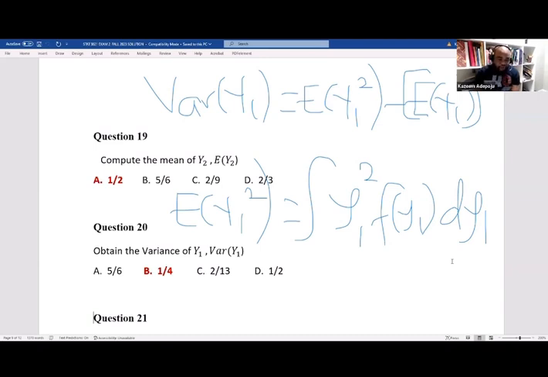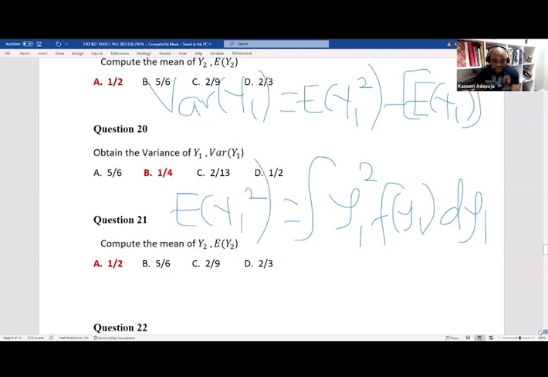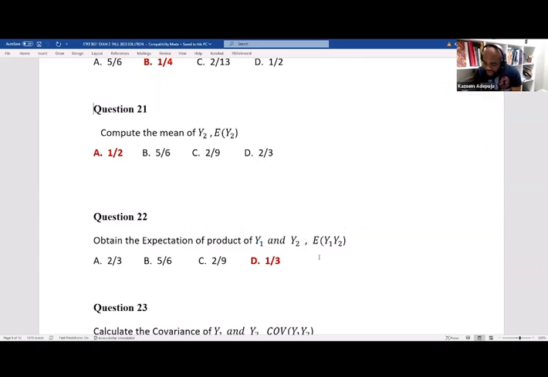Okay. And what about the product? What about the product? In case they ask you to find the product, but let me tell you this. Please pay attention. If they want you to find the expectation of the product, and they already tell you in the question y1 and y2 are independent, there are two formulas for products.